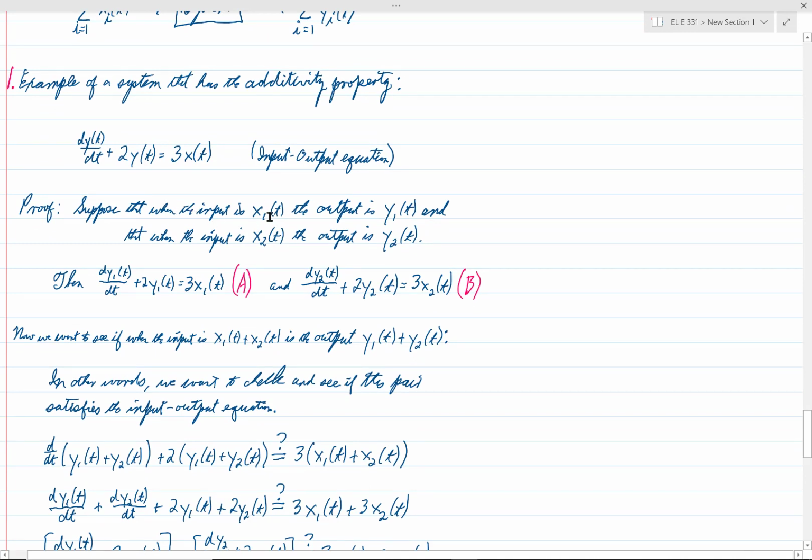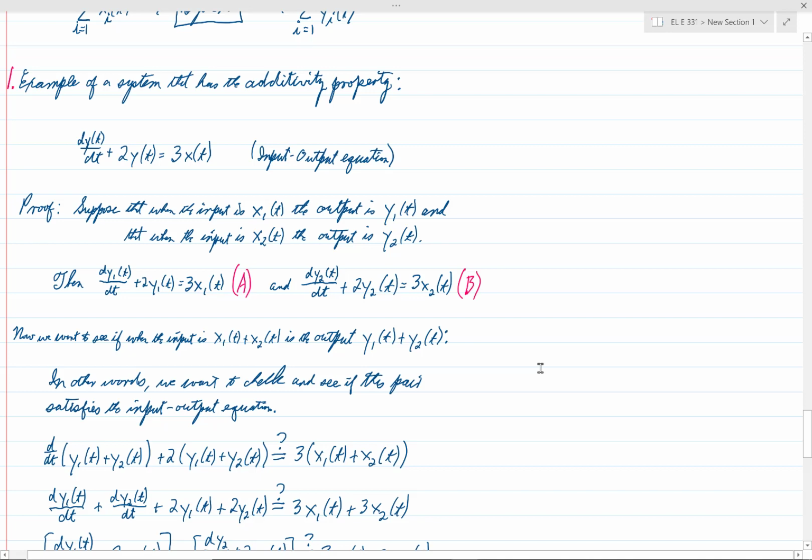So again, the input x1 gives us the output y1, the input x2 gives us the output y2. The fact that both of those work for this system tells us we actually have two equations here. The x1, y1 pair satisfies our input-output equation, and also the x2, y2 pair satisfies the input-output equation. So we have equation A and equation B. Both of these are known to be true.